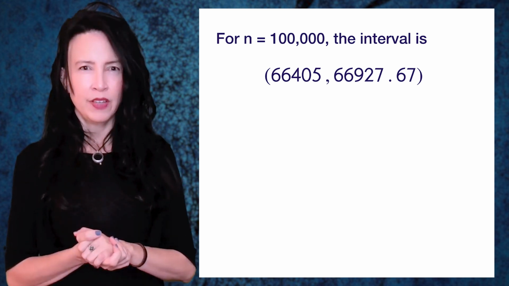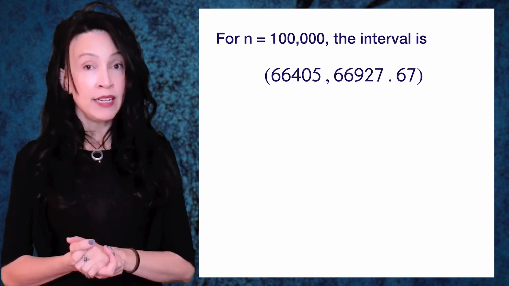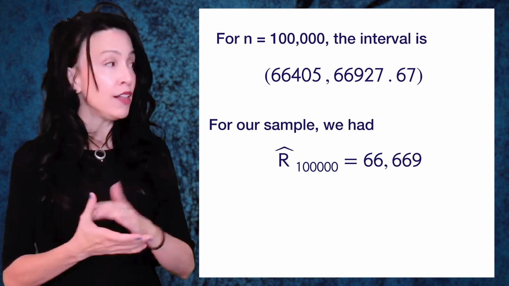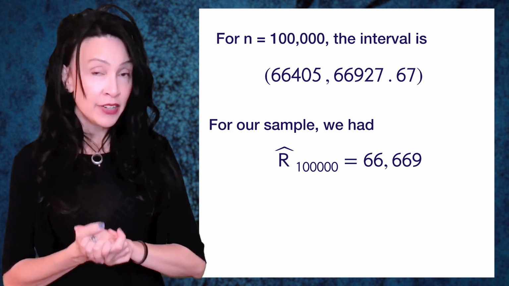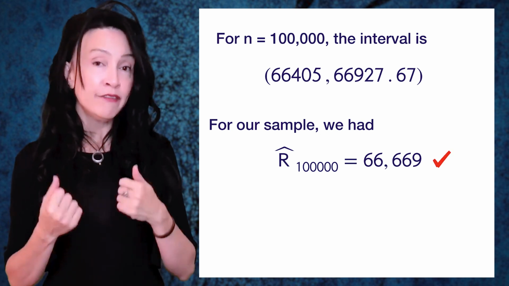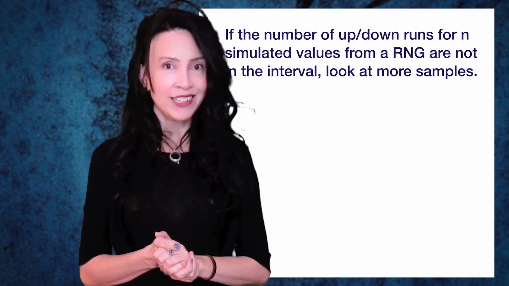66,927.67. Our sample, we estimated the number of runs up, I'm going to call it R sub 100,000 hat. It was 66,669, so we did fall in this interval. So we have passed this hypothesis test for independence for the values computed by my random number generator, with a lot of caveats.